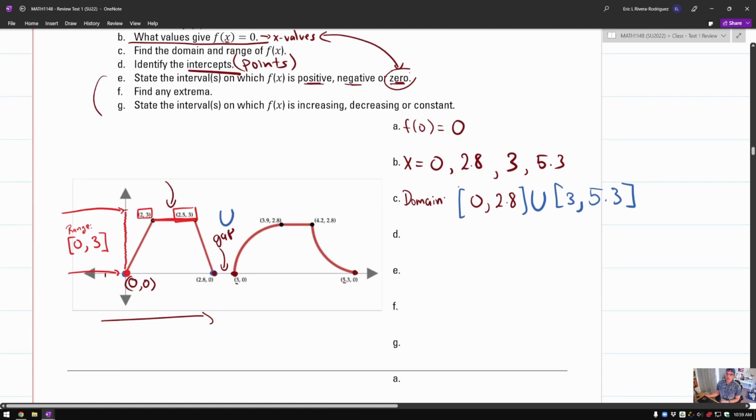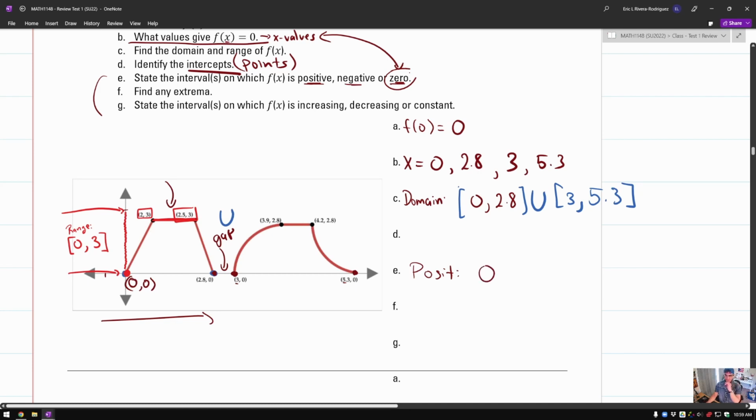Okay, so E, how do we answer it? Well, positive, we don't have any negative value for the functions because we are seeing here the graph, there's nothing below the x-axis. So if you go and see that we are looking for the positive behavior, you are going to see that we are going to start from 0.